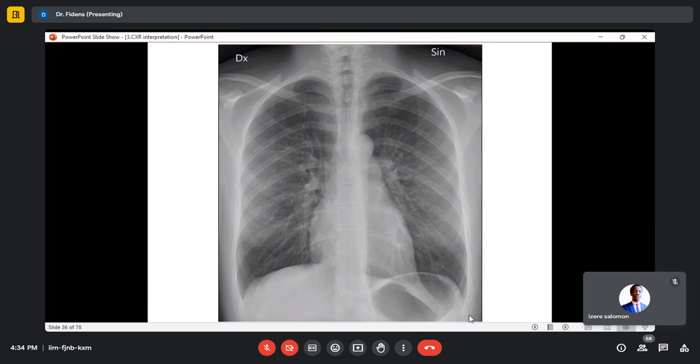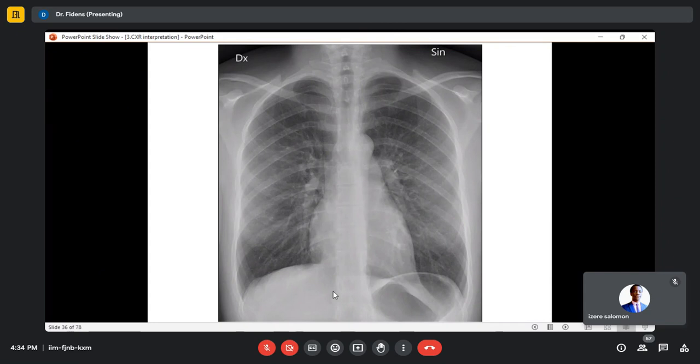After those 4 things, you are done. So you see that it is easier than the previous method, because here it is about 4 things: mediastinum, lungs, bones, and soft tissues. It is easier. You can do it very fast.